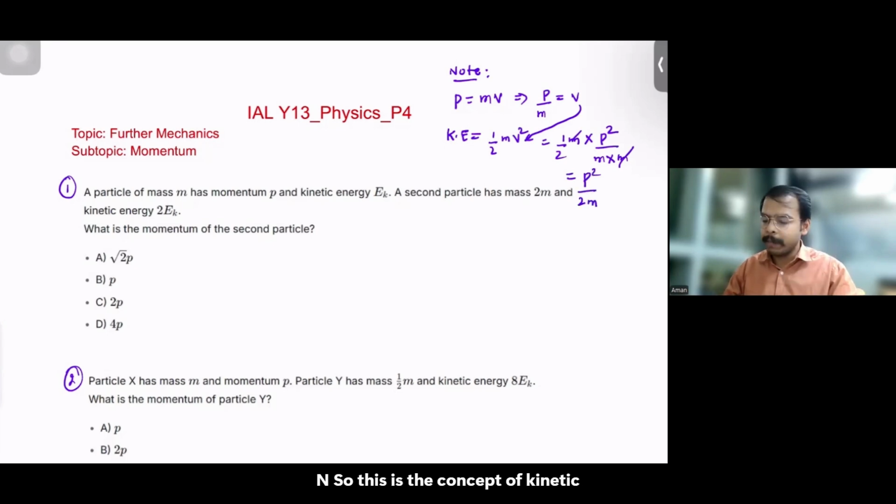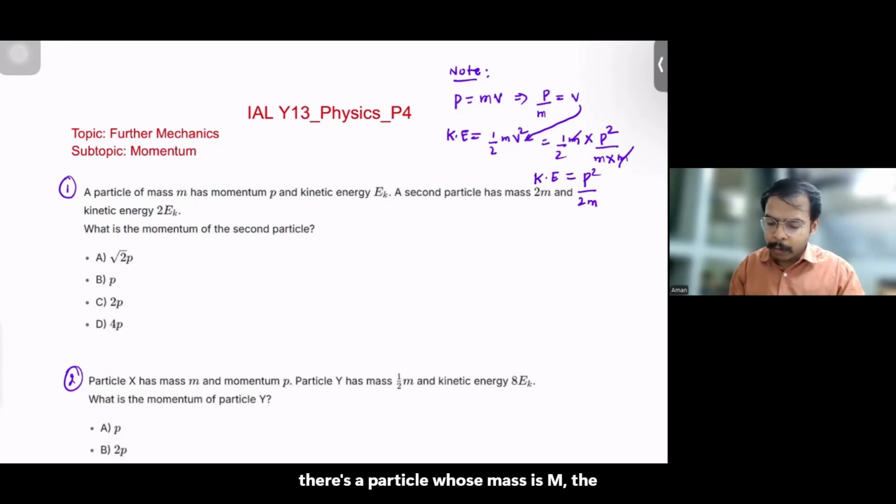So this is the relationship between kinetic energy, momentum and mass. It is given in your formula booklet also. But still people are making errors. Really good students are losing marks, and that is why people are getting low grades in IAL also. So look at the question.